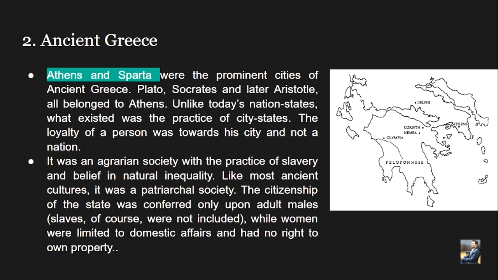Like most ancient cultures, it was a patriarchal society. Patriarchal in the sense it was mainly dominated and ruled by the male section of the society and not the women. Women were considered inferior during those times. The citizenship of the state was conferred only upon adult males. Slaves of course were not included. Only adult males constituted the ruling class, the warrior class, the business class, but not slaves and other classes. Women were limited to domestic affairs and had no right to own property in the region or the city.